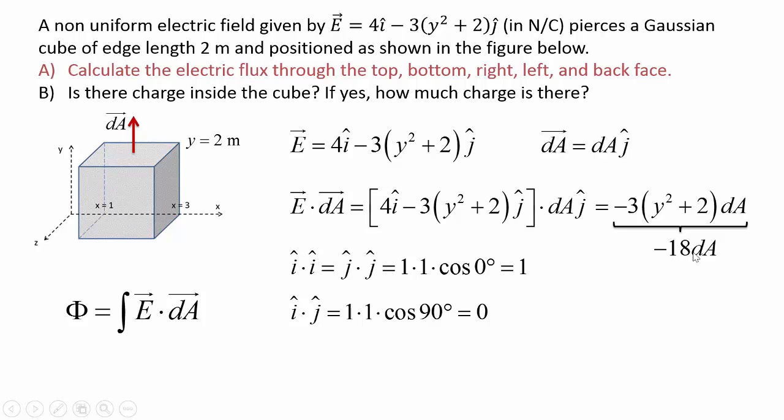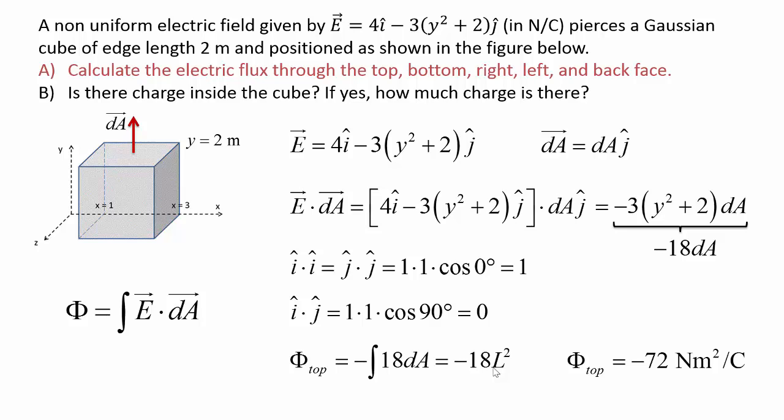All we have to do is plug it into the integral, and we will have that the flux through the top equals the integral of minus 18 dA, which is equal to minus 18 times the integral of dA, where the integral of dA is nothing else than the area of the top surface. And the area of the top surface is nothing else than the length of one side squared. It is a squared. Therefore, the flux through the top surface will be minus 18 times the length of a side squared. The length of a side is 2 meters, and therefore the flux through the top surface will be minus 72 newtons meter squared per coulomb.